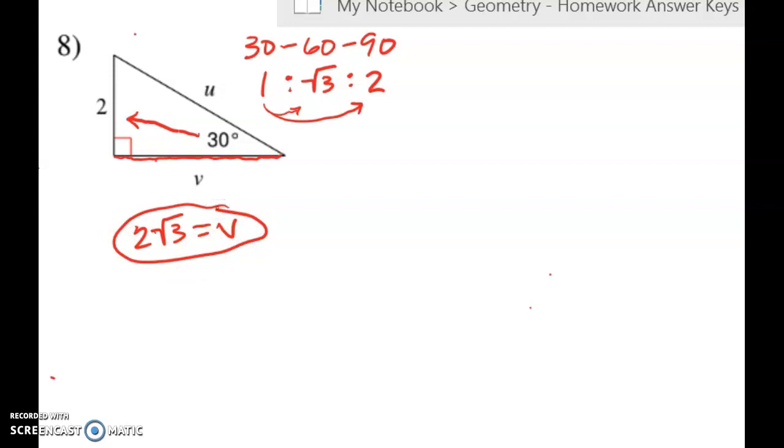The other relationship is if I take the side that's opposite the 30 and I multiply it by 2, I get the hypotenuse. So the side that's opposite the 30 is 2. I multiply it by 2, and I get the hypotenuse. So nice and easy, 4 is equal to the hypotenuse.